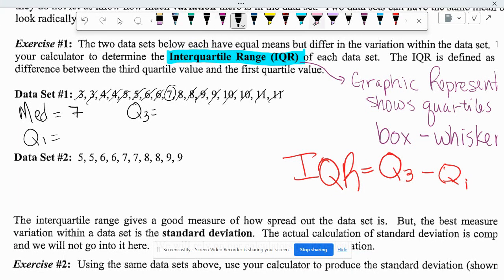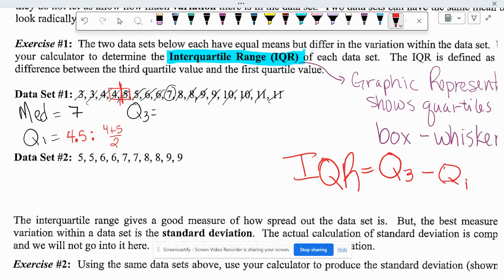So now I'm looking for the middle of the lower half. There are 1, 2, 3, 4, 5, 6, 7, 8 numbers in the lower half. So I know the middle is happening right here. What is the number that's right in between 4 and 5? 4.5. Yeah. How did I find that? I took 4 plus 5 and I divided it by 2.